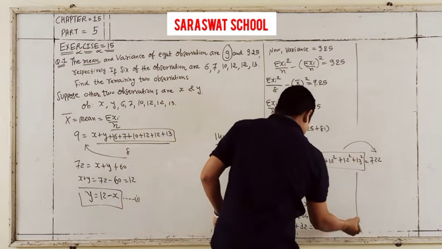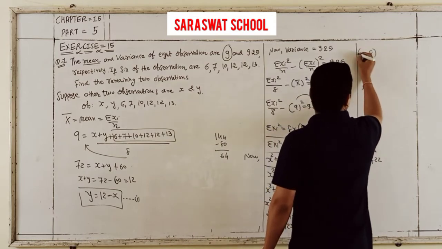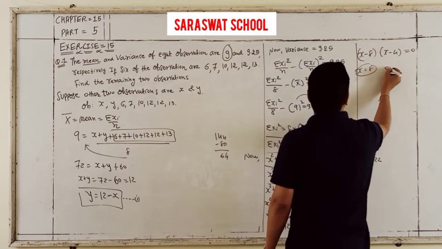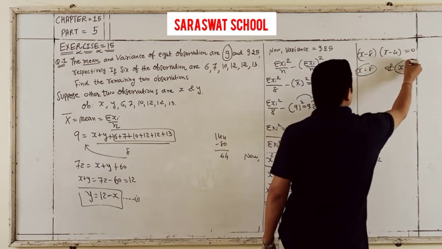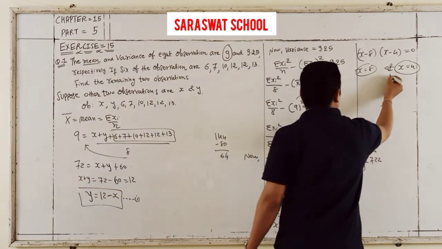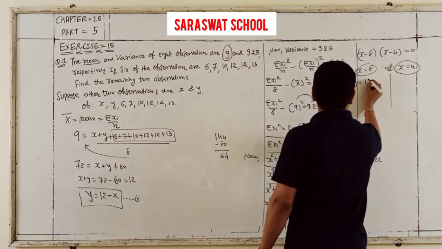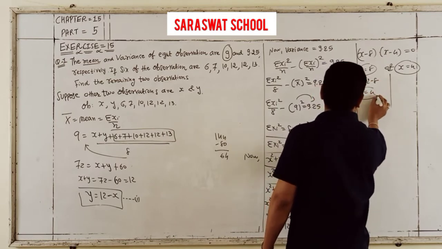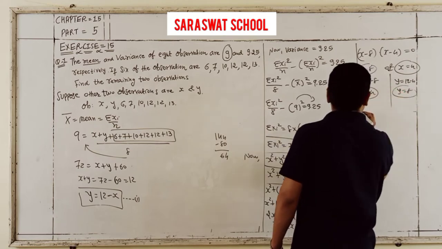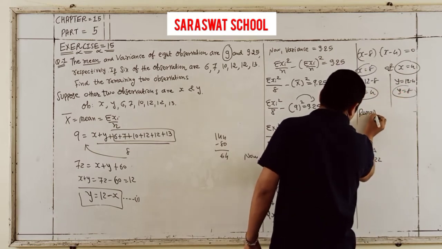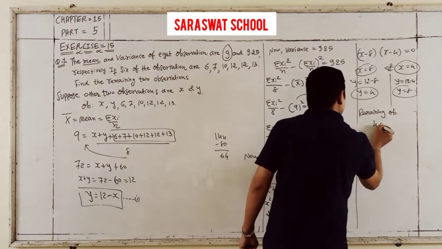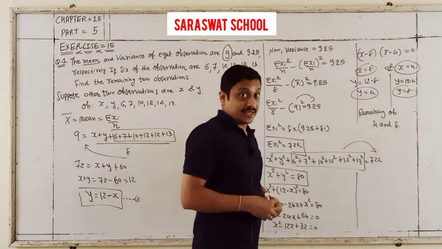So splitting them, 8 fours are 32, so x minus 8 and x minus 4. So x is either 8 or 4. And putting both values in y: y becomes 12 minus 8, which is 4. Or y becomes 12 minus 4, which is 8. So the remaining observations are 4 and 8, otherwise 8 and 4.